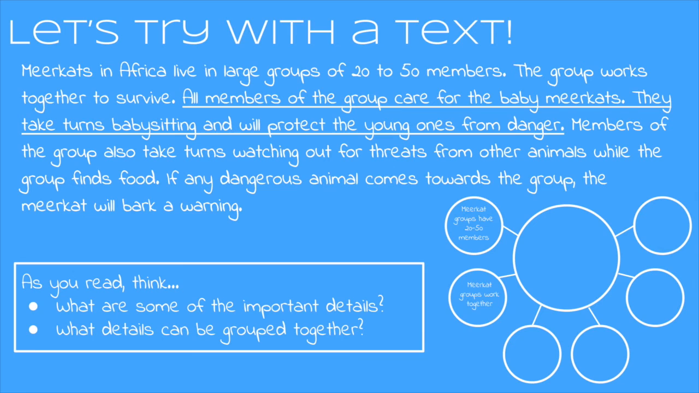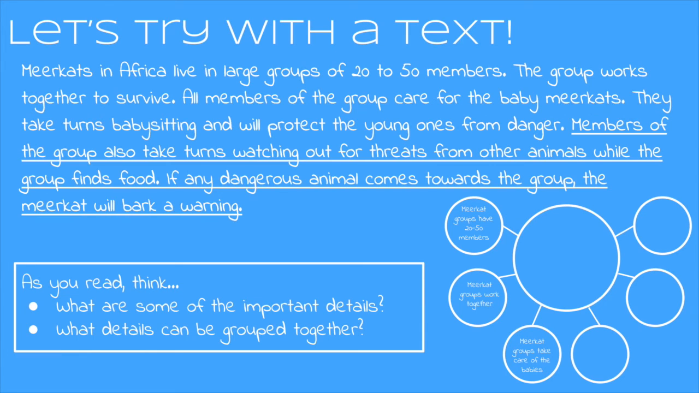Let's keep going. These two sentences are put together. Let's read them to see why. All members of the group care for the baby meerkats. They take turns babysitting and will protect the young ones from danger. They're both about how the group cares for baby meerkats. So let's add that to our graphic organizer. Meerkat groups take care of the babies. Great.